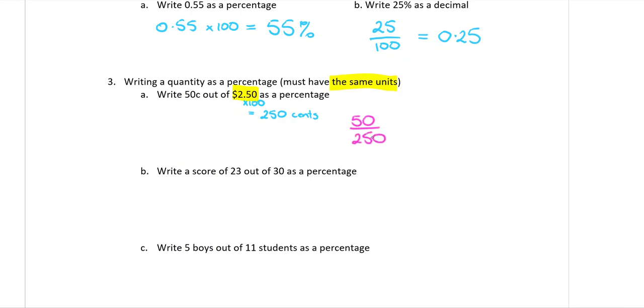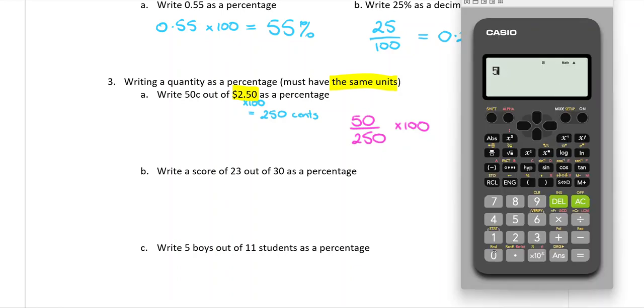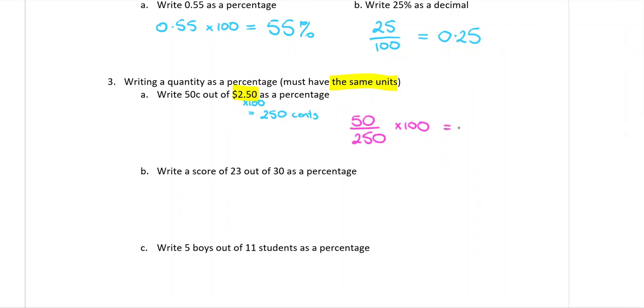Kind of like if it was a score on a test. You write your score as a fraction, don't you? I got this out of that. Write it as a fraction. Then to make it a percentage, you times it by 100 because that's what my diagram at the top tells me to do. And let's type it in. 50 over 250 times it by 100 and it equals 20%. So 50 cents is 20% of $2.50. That's what that means.